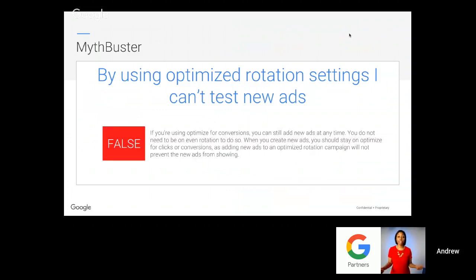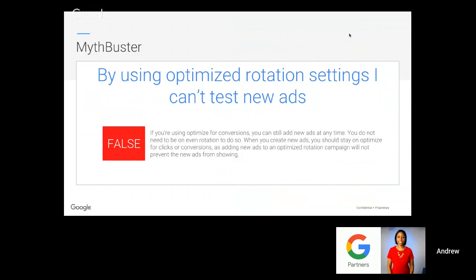Again, this one is actually false. The optimized rotation setting will ensure that new ads are given an opportunity to show in the ad auction. It's constantly testing and taking into account new variables. So if you're adding in new ads within your ad groups, that's totally fine. The thing that I would recommend is to give it time.